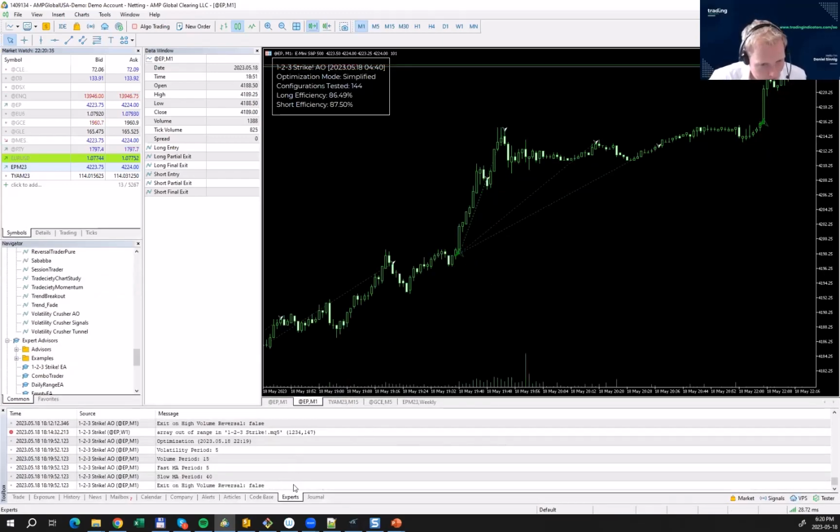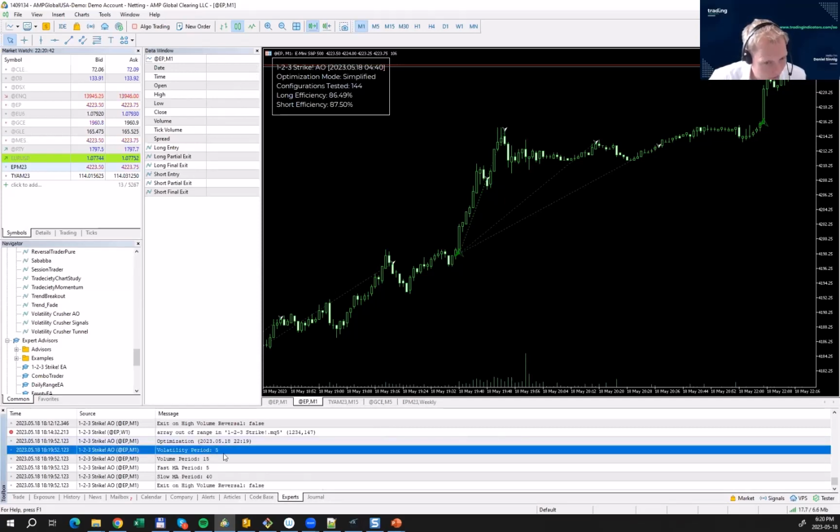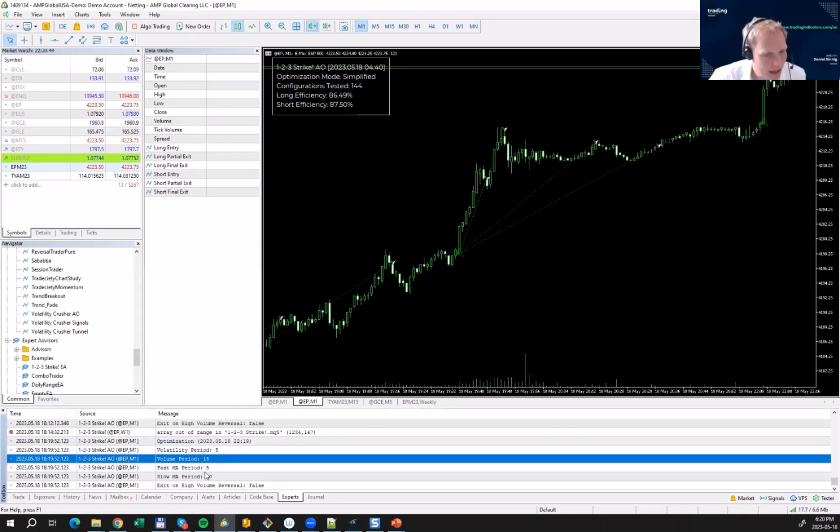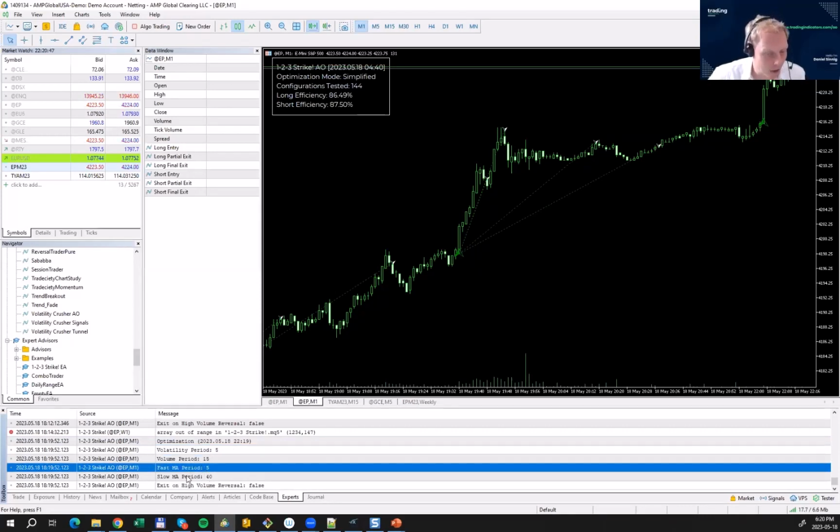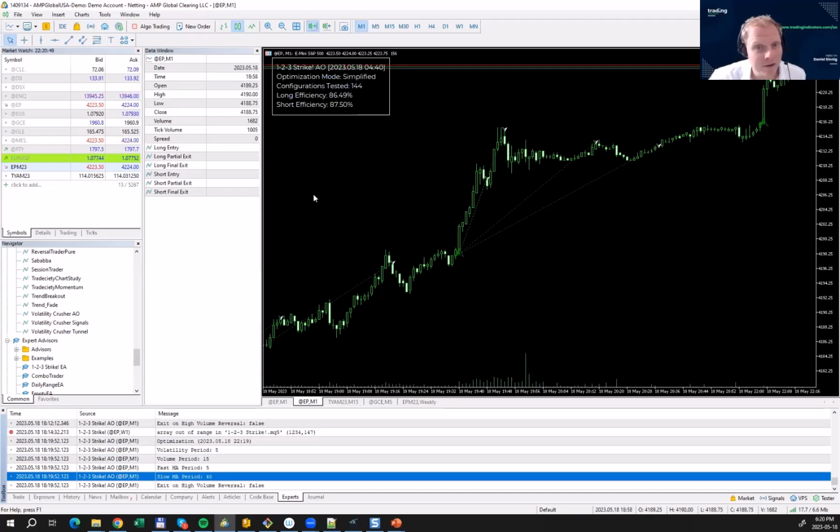And then in the experts subpanel here, you can see that these settings, volatility period of 5, volume period of 15, MA period of 5, and slow MA period of 40, will give you these settings. You can note them down and perhaps keep them for your record if you want to do so.